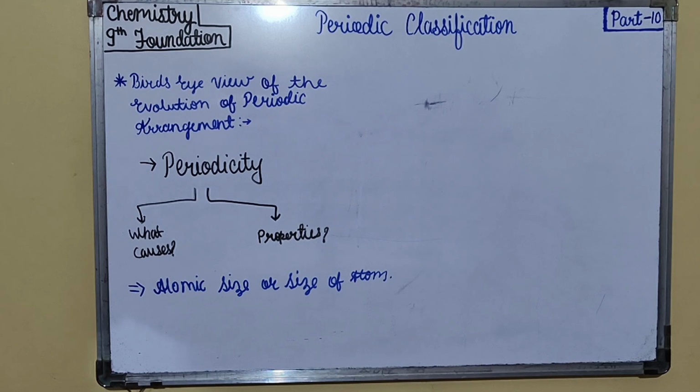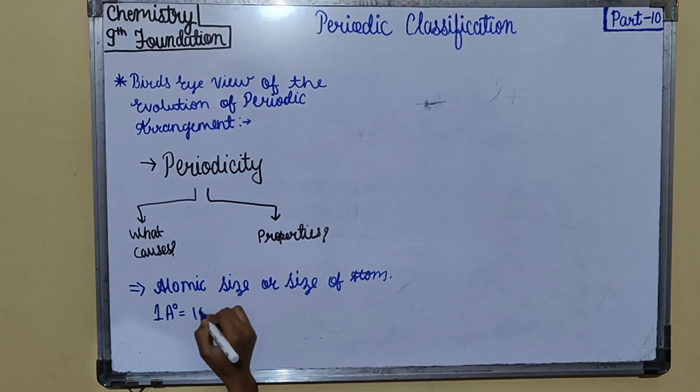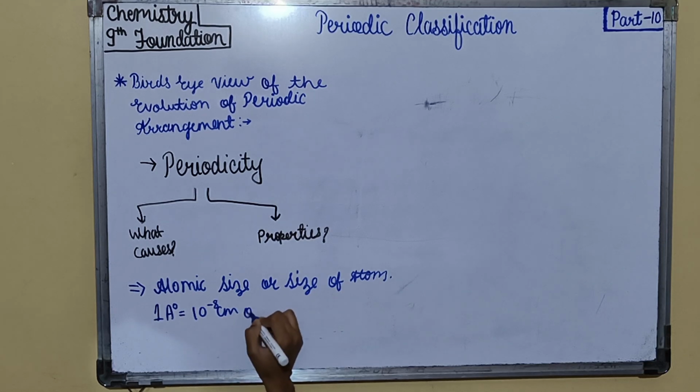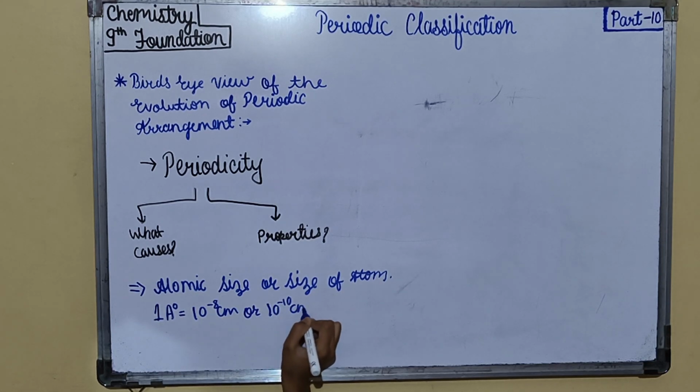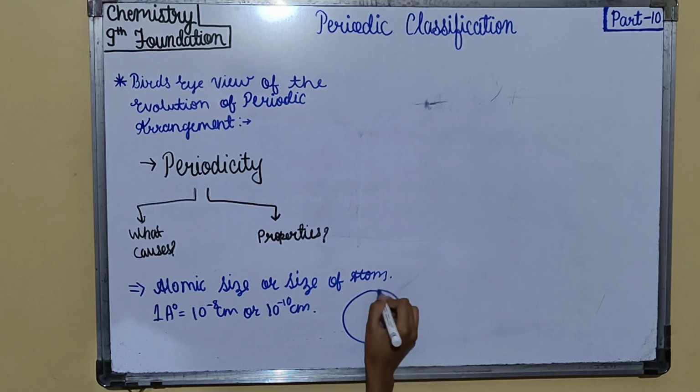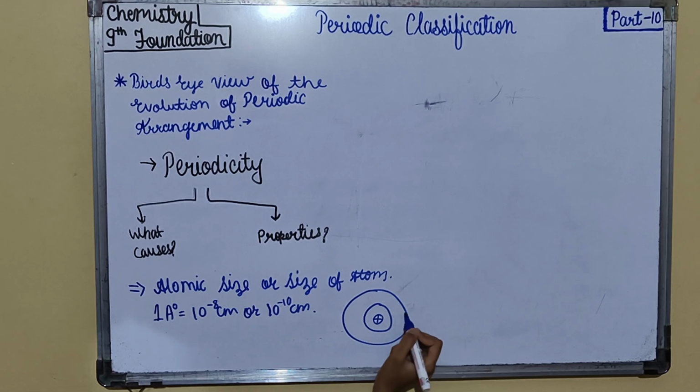Then units. The radius of an atom is measured in terms of angstrom units, where 1 angstrom unit is equal to 10 raised to minus 8 centimeter or 10 raised to minus 10 meter. This is the nucleus, radius, and this is the nucleus.